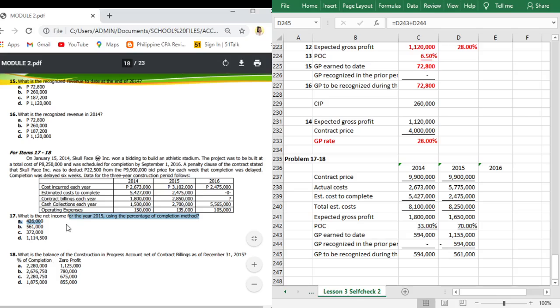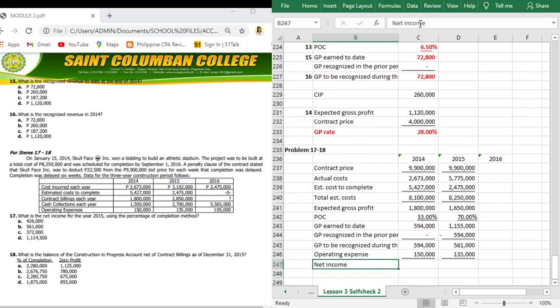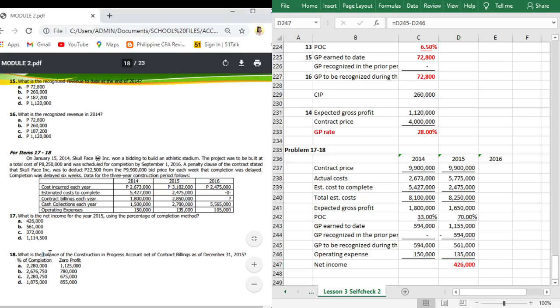How do we get the net income? Diba? In your income statement, gross profit minus operating expenses, that is the net income. So, ito pa di minus ang operating expenses. The operating expenses is 150 for 2014 and 135 for 2015. So, how much is the net income? For 2015, we have 426,000.